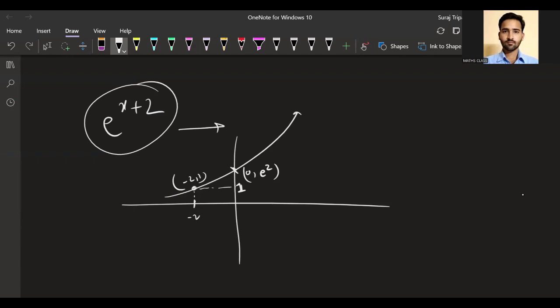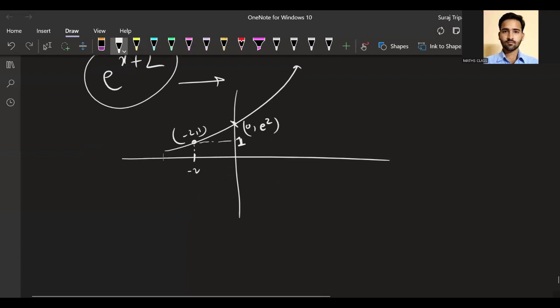Right? So I am representing here the intersection with the y-axis. Yes, sir. The intersection with the y-axis will become 0 comma e square. So this is the graph of e raised to x plus 2. Right? Now let's solve some problems based on the topic domain we discussed previously. I have some questions based on domain and range also.